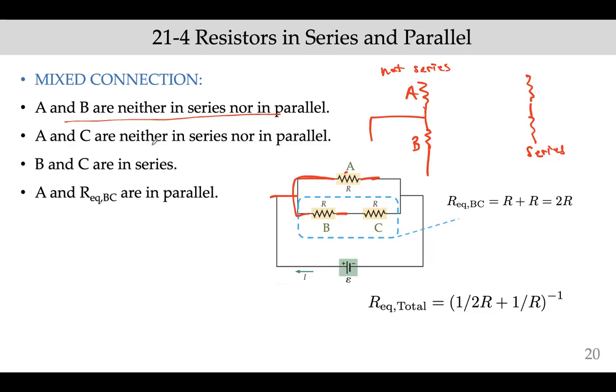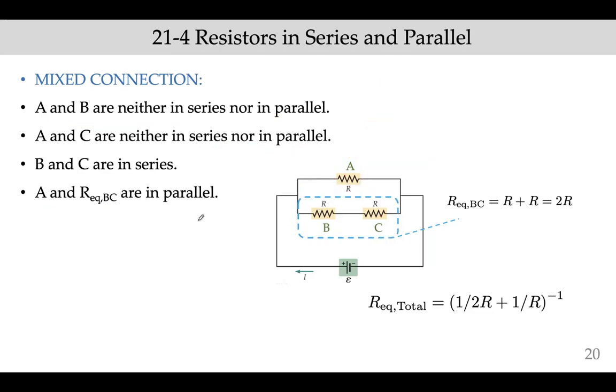Let's look at A and C. They are the same thing, just like B. A and C are neither in series nor parallel. B and C, they are obviously in series. And A and the equivalent resistance of BC. If you think of these two together and call this R equivalent BC, now we can say A and this whole thing, these two together, are in parallel.